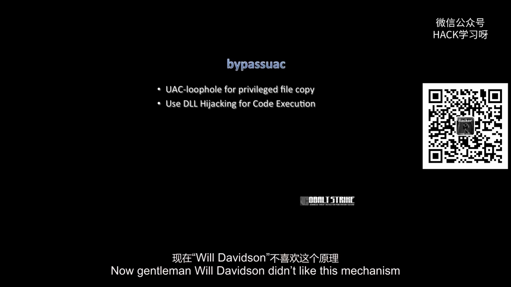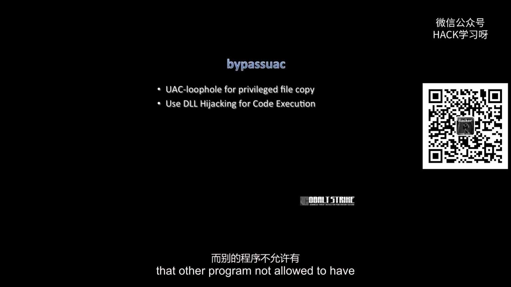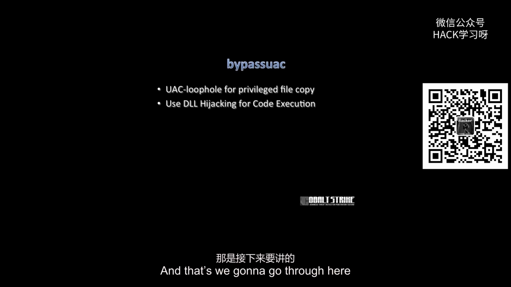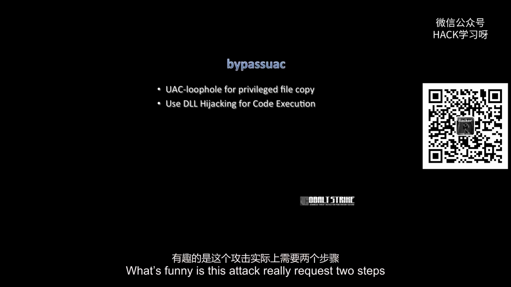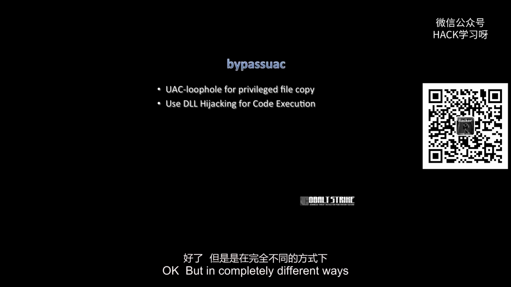Now, a gentleman named Leo Davidson didn't like this mechanism. He saw it as pretty anti-competitive. What gives Microsoft the right to make it so that their programs get favorable treatment in terms of ease of use and convenience that other programs are not allowed to have? Okay? So he took great joy in introducing the world to Microsoft's anti-competitive mechanism and the security loophole that came with it. And that's what we're going to go through here. What's funny is this attack really requires two steps, and both steps are made possible by Microsoft's special treatment for itself, okay, but in completely different ways.